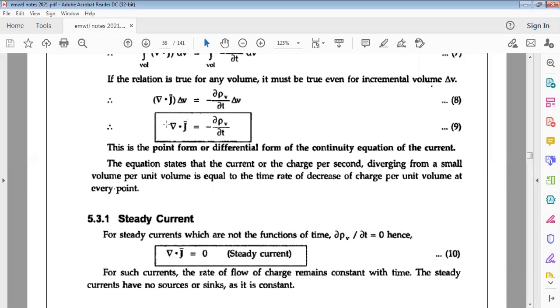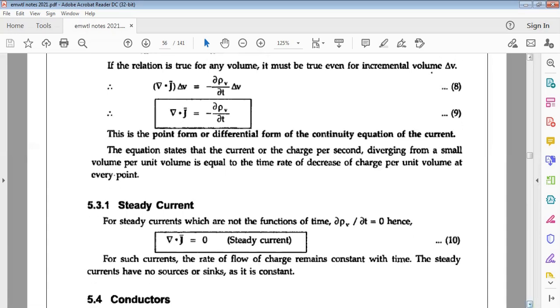So according to the continuity equation, del dot J bar is equal to minus dou rho v by dou t. For steady currents which are not a function of time, that value is 0, so del dot J bar is equal to 0 for the steady current. For such currents, the rate of flow of charge remains constant with respect to time. Steady currents have no sources or sinks, and it is a constant. Simply saying, it is zero.